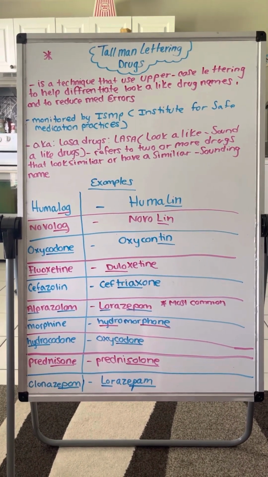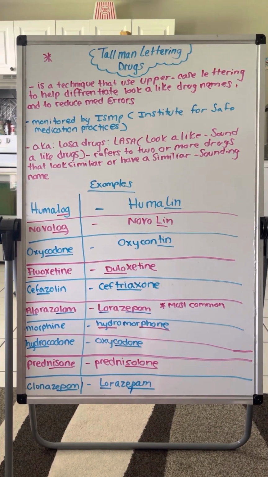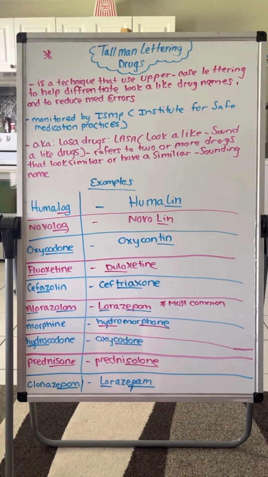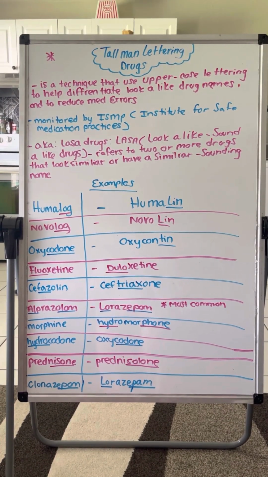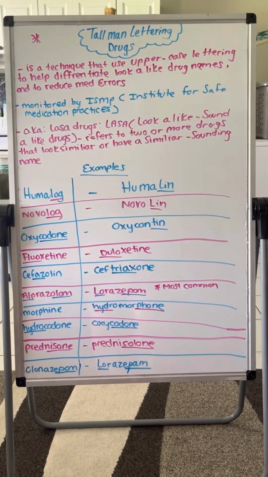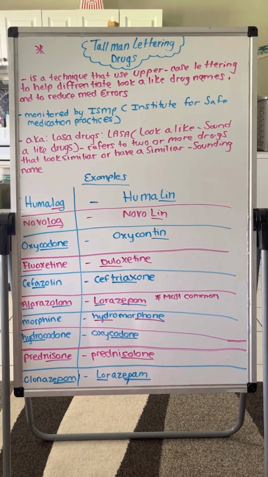All these are different drugs. So the oxycontin, the first 3 letters start the same, O-X-Y, but the last few on oxycodone is C-O-D-O-N-E, and oxycontin is C-O-N-T-I-N. The next common one is fluoxetine and duloxetine.